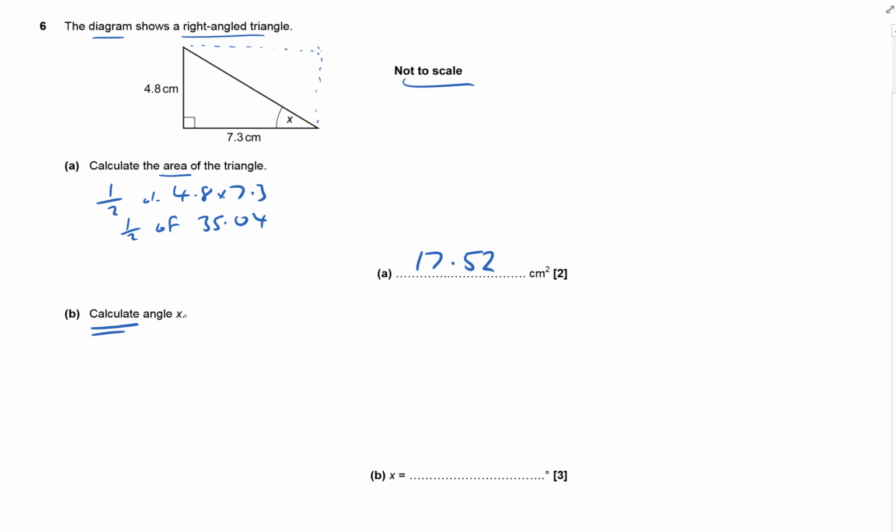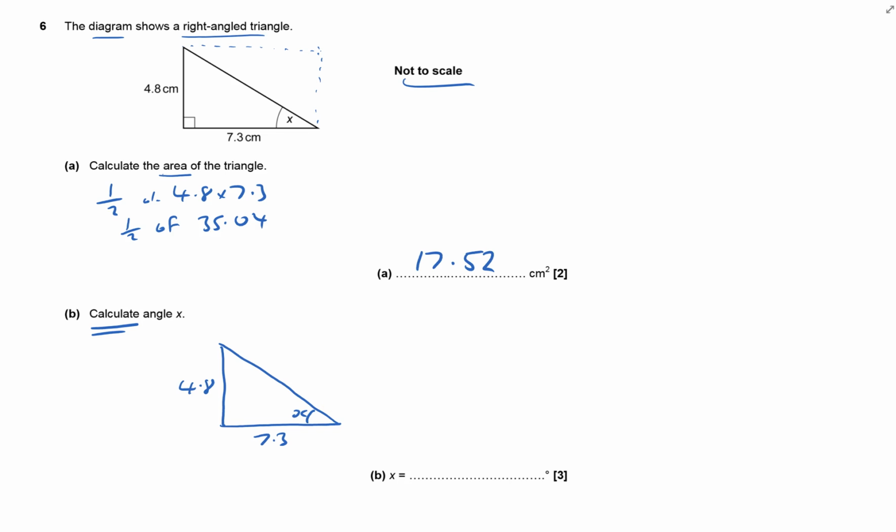So this actually is going to be trigonometry. So it's going to be a SOHCAHTOA. I'm going to draw the triangle down here. Again, it's not to scale, so it doesn't really matter how accurately I draw it. That's 7.3, that's 4.8, and I want to find that angle X.